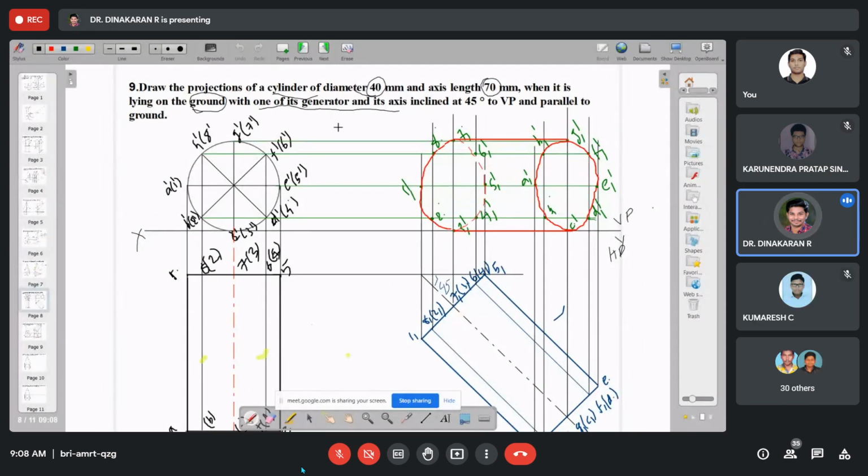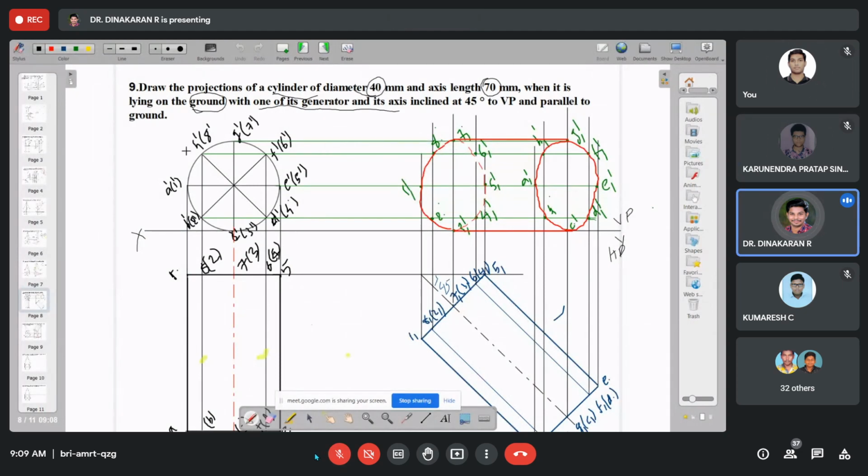In this question, one of its generators is resting on HP, touching the reference line. Here all are generators only, so A to H, all 8 points are generators only, because you connect the projection through generators. So it is mentioned as one of its generators. We place here a circle of diameter 40 mm. Diameter 40 mm means how much radius? 20 mm radius.